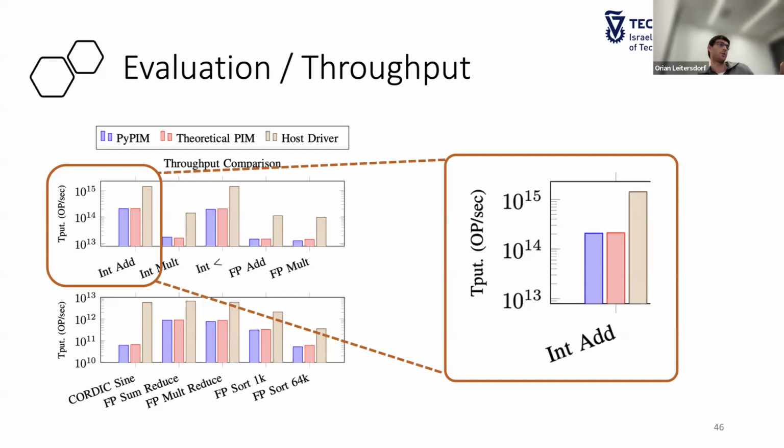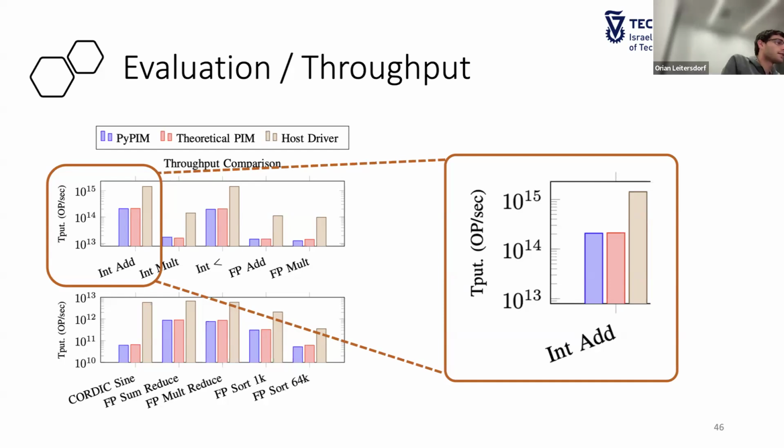And then what we see here across the board with all the different benchmarks is that the difference between the PyPIM and theoretical PIM throughput is very minuscule. That's because we're not adding a lot of overhead with these operations, with this abstraction that we're adding to the model. And you also have a host driver that's capable of supporting a throughput that is an order of magnitude beyond the throughput of PIM. So it won't be a bottleneck to the overall PIM system.